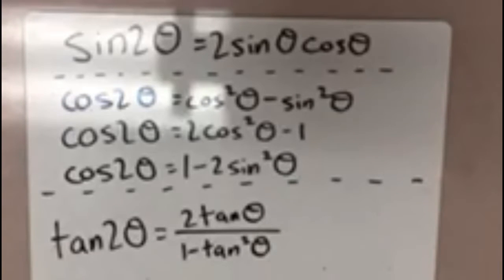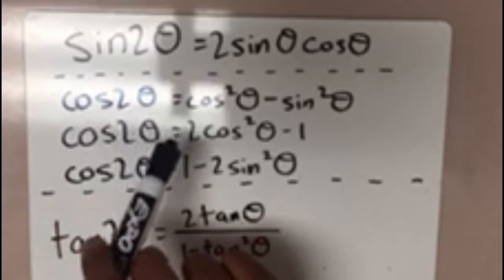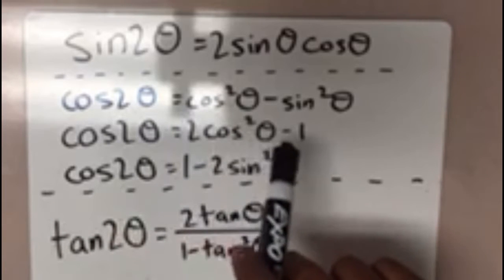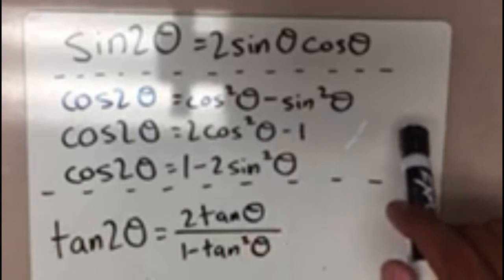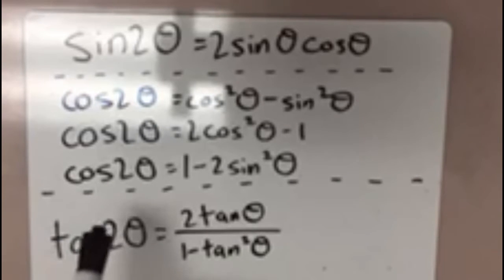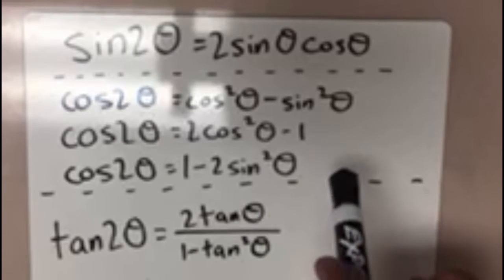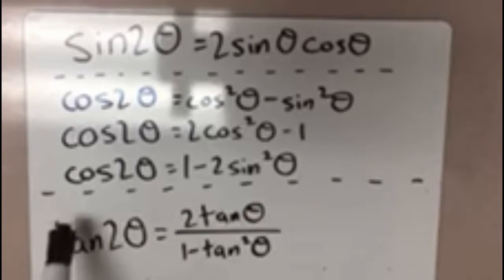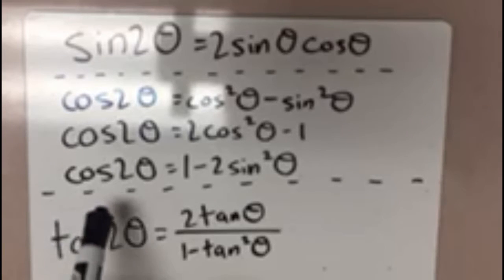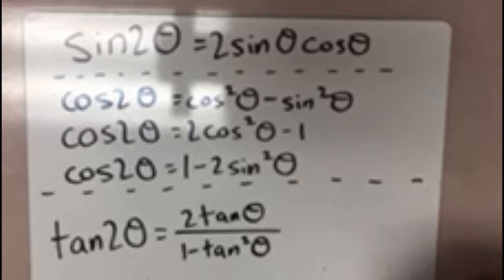Now onto the cosine function. The first one is cosine 2 theta equals cosine squared theta minus sine squared theta. The second one is cosine 2 theta equals 2 cosine squared theta minus 1. The third and last one for cosine is cosine 2 theta equals 1 minus 2 sine squared theta.